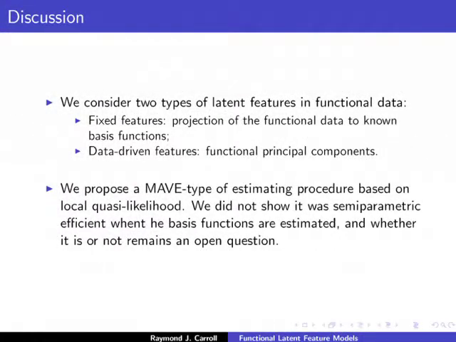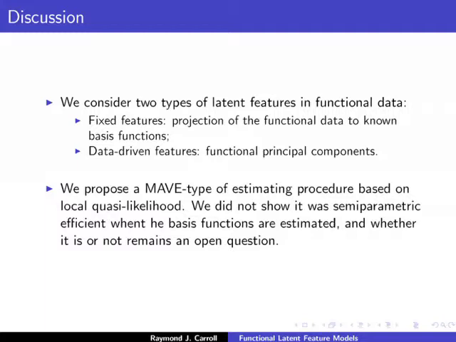We've talked about how estimating the basis functions can lead to an increase in variability. It seems to be entirely in the alphas, which is what we'd expect by intuition.